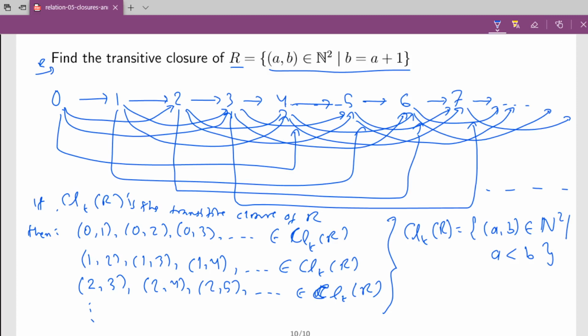So with this, we conclude the discussion on the transitive closure as well as the discussion on closures of relations.